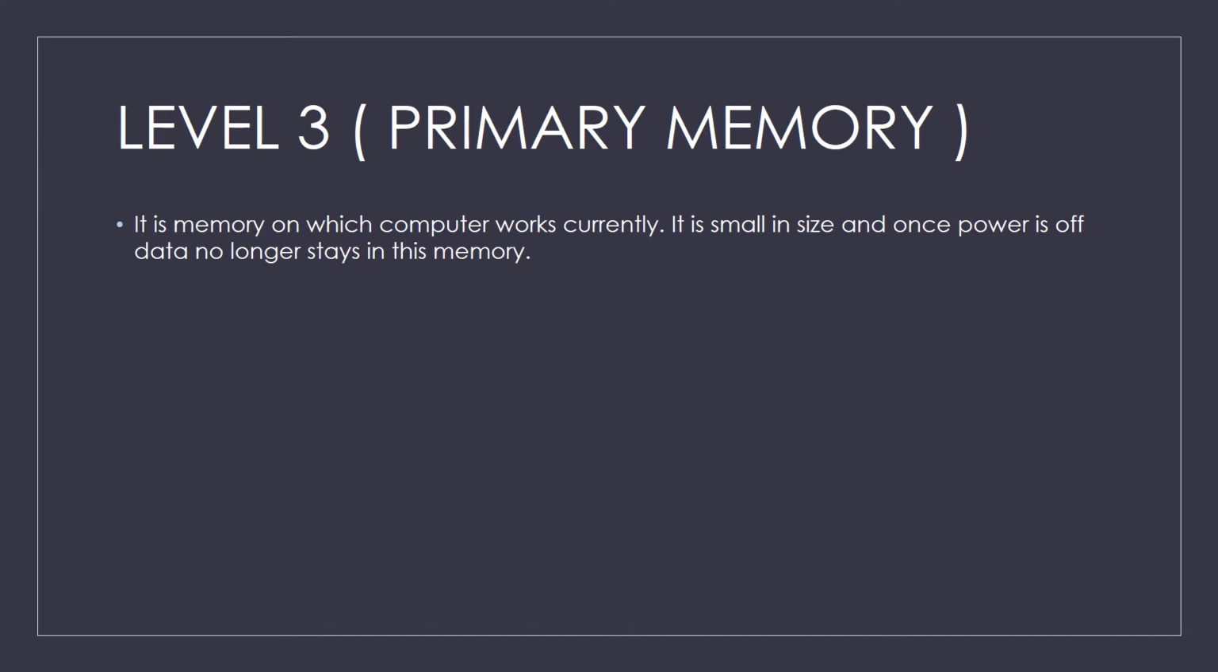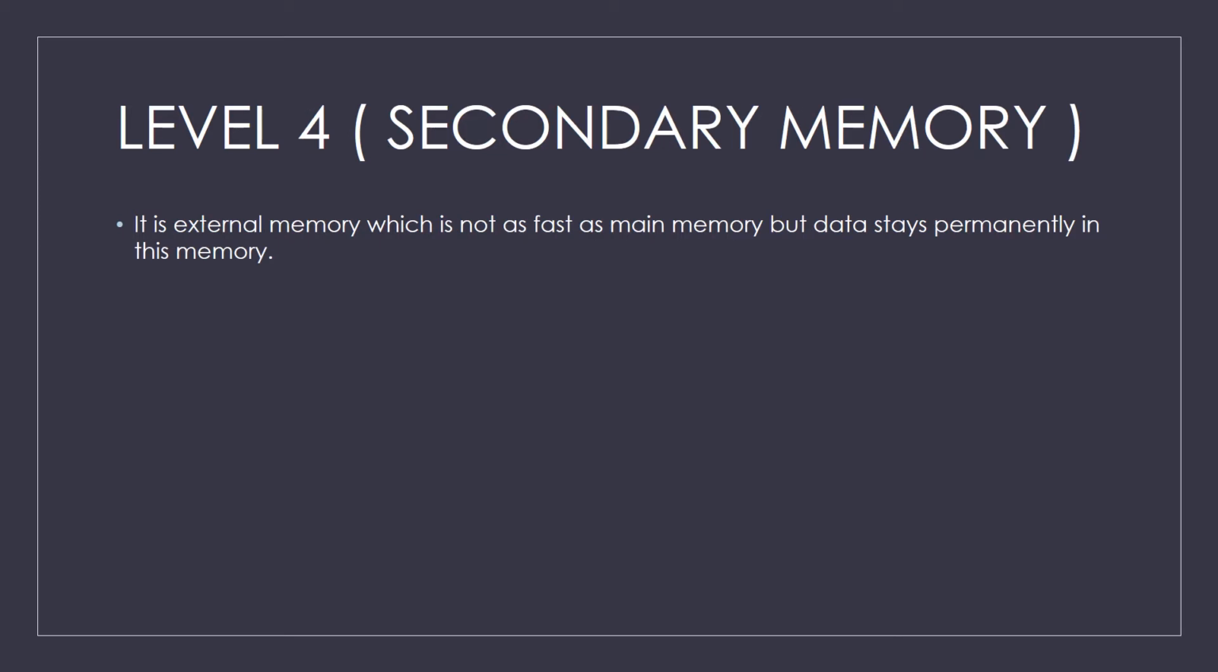It is memory on which the computer works currently. It is small in size, and once power is off, data no longer stays in this memory. Last one, level 4, secondary memory. It is an external memory which is not as fast as main memory, but data stays permanently in this memory.